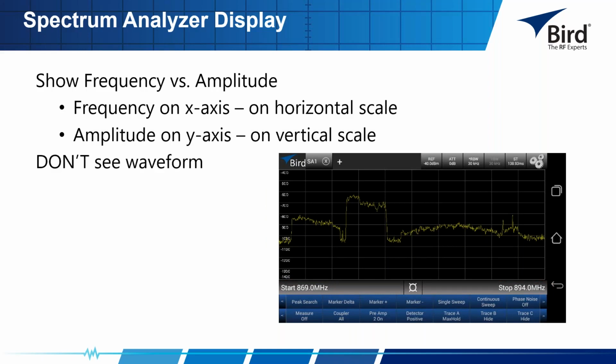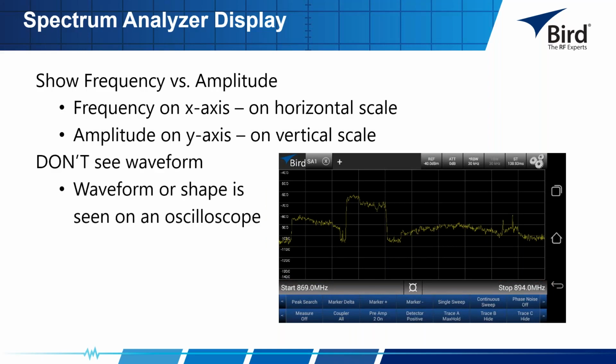What you don't see is a waveform. A waveform or shape is seen on an oscilloscope. The other thing is the oscilloscope plots voltage versus time.